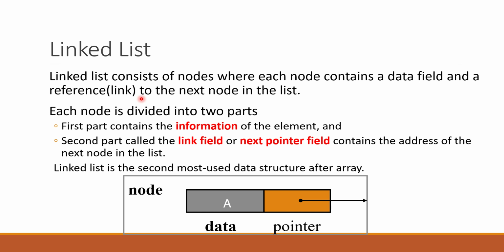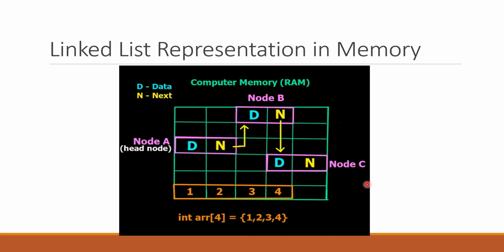The linked list consists of nodes where each node contains a data field and a reference that points to the next node in the list. Each node is divided into two parts. The first part contains the information of the element. Here that is represented in data. Data is A, or we can store any type of data according to our data type. The second part is a link field that points to the next connected node in a list.